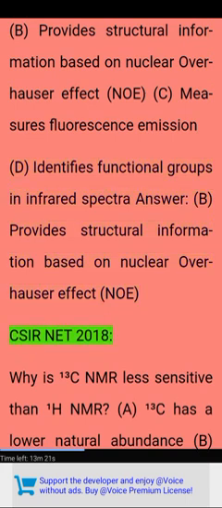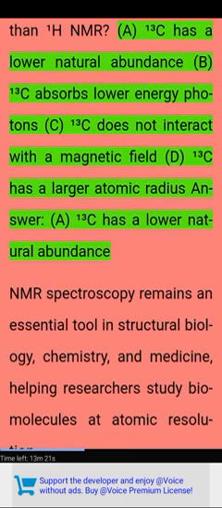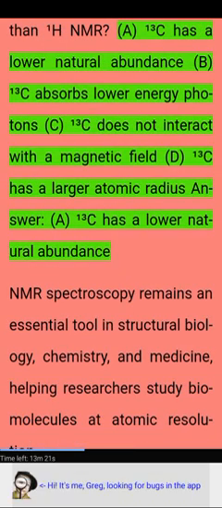NOE. CSIR-NET 2018. Why is 13C NMR less sensitive than 1H NMR? A. 13C has a lower natural abundance. B. 13C absorbs lower energy photons. C. 13C does not interact with a magnetic field. D. 13C has a larger atomic radius. Answer: A. 13C has a lower natural abundance.